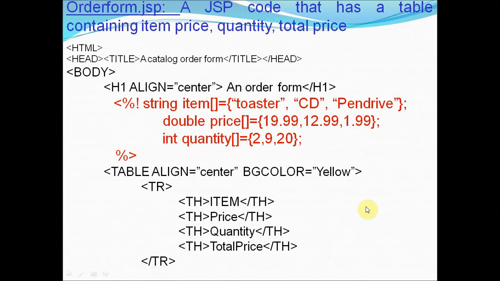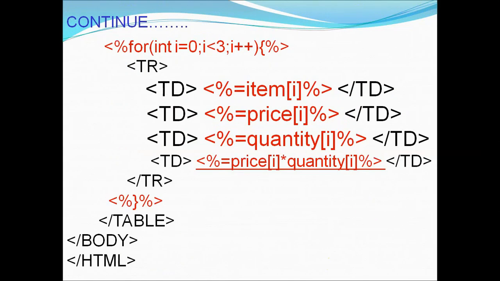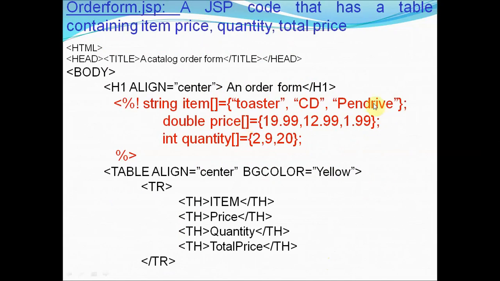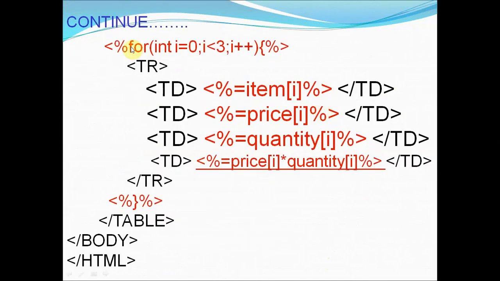Now in the next slide we will display it on the table. We require a loop of three, because we have three items: toaster, CD and pen drive. So we will use a for loop of three. We will start with percentage, for integer I equals 0, I less than 3, I plus plus. We can define this I variable locally here.